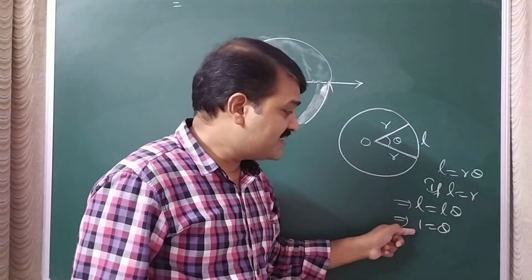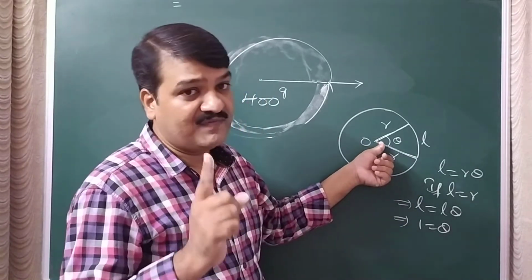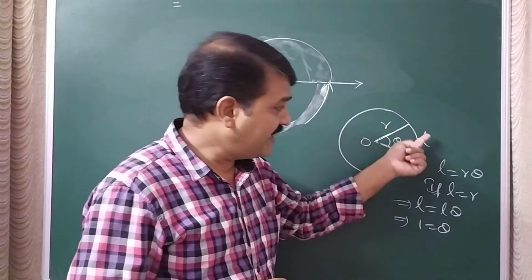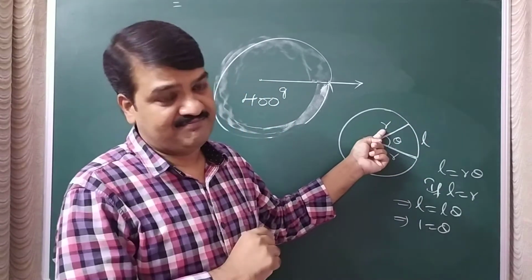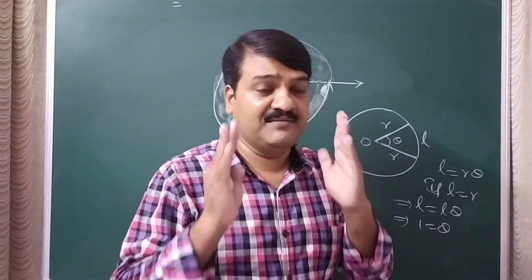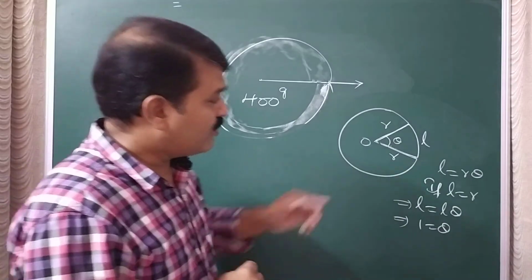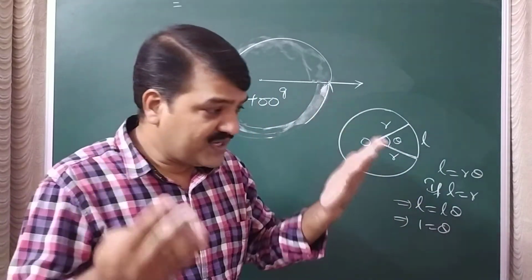Okay, so 1 radian is defined as the angle subtended at the center of the circle when the length of the arc is equal to the radius of the circle. So this is the definition of 1 radian. Now, for one complete circle, how many radians will we get? So we are interested in that.